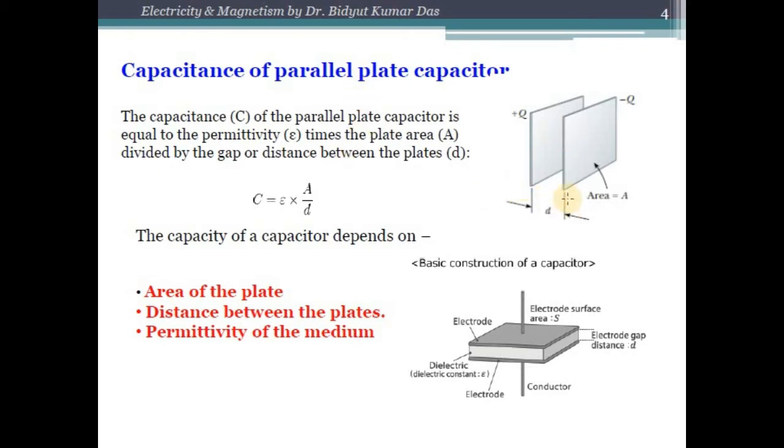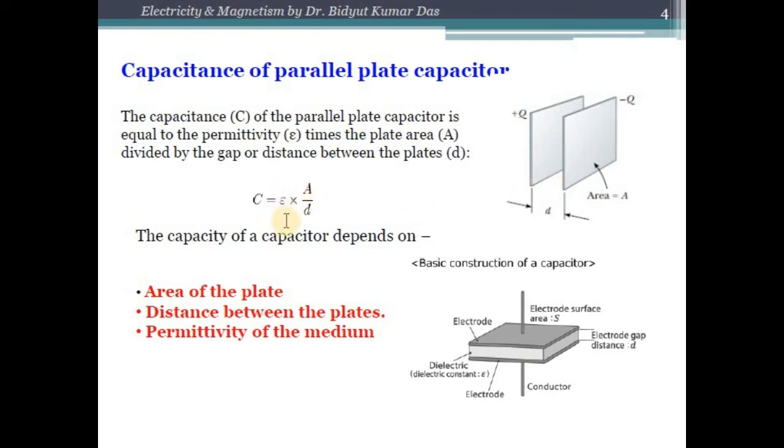And you can see the capacitance is inversely proportional to the distance between these two plates. So if we increase the distance between these two plates, then the capacitance of this capacitor decreases drastically. So to have a high value of capacitance, one should place these two plates very close to each other.